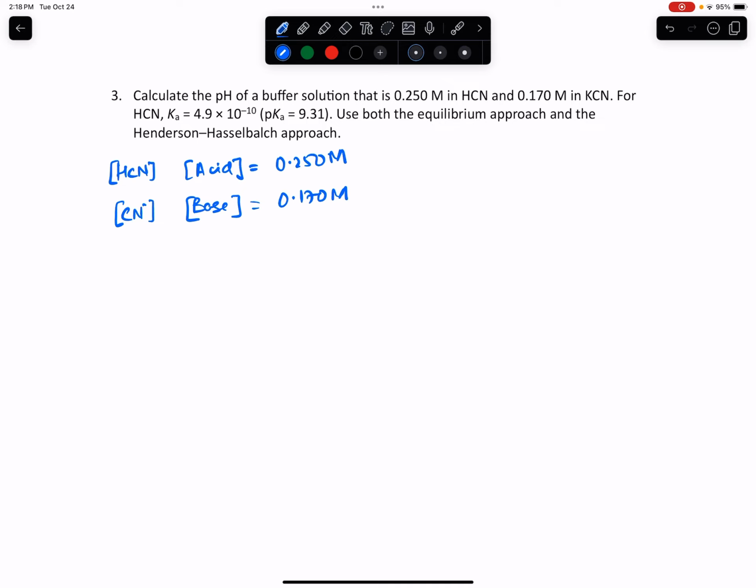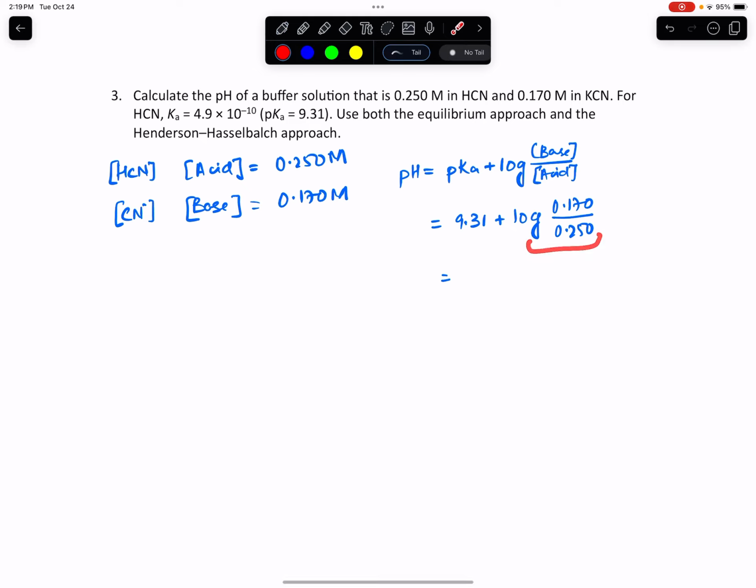So let's plug this into the Henderson-Hasselbalch equation. pH is equal to pKa plus log of the concentration of base over the concentration of acid. So pKa is 9.31 plus log of 0.170 over 0.250. Upon simplifying and crunching that, it's 9.14. That is the pH of the buffer solution.